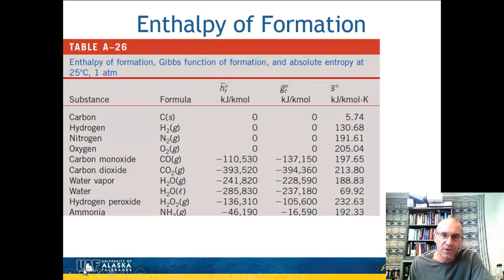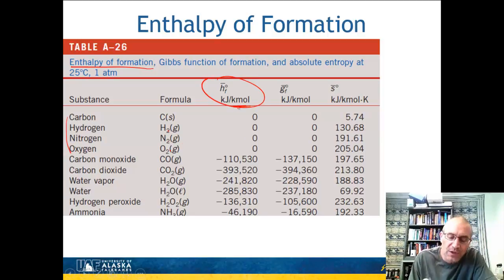Well, you don't have to calculate those on your own. There's a table of them. And so here I show the beginning of table A26, which is the enthalpy of formation values. And first of all, you see these top 4 here, carbon, hydrogen, nitrogen, and oxygen. And they're the diatomic versions of it. Their enthalpy of formation here is 0.